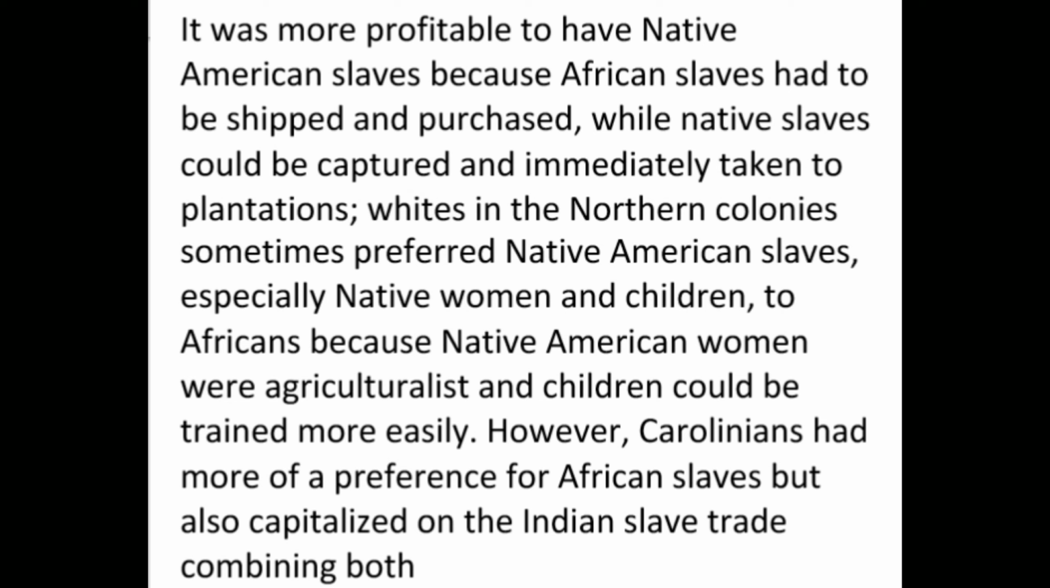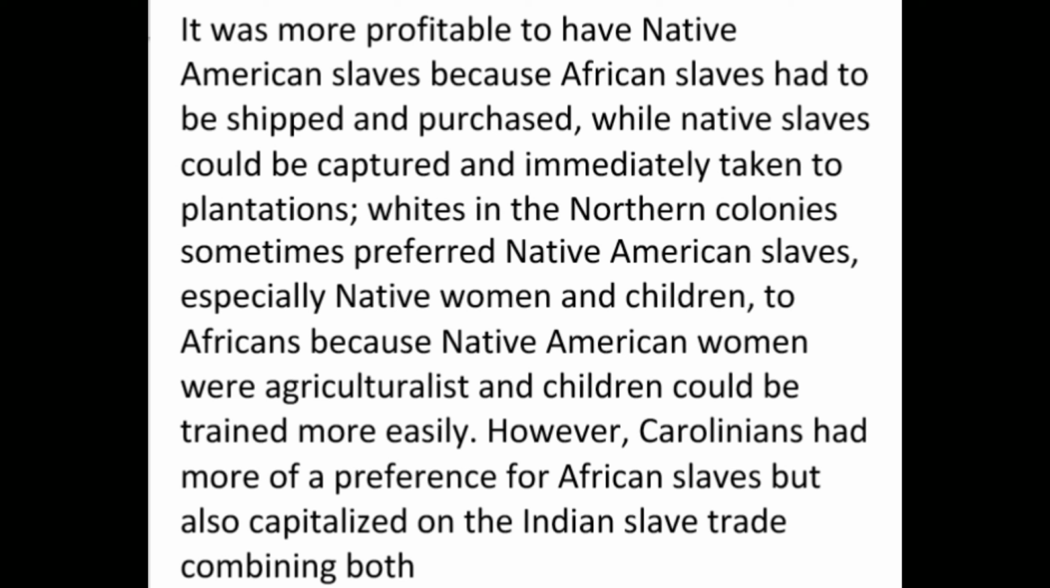It was more profitable to have Native American slaves because African slaves had to be shipped and purchased, while Native slaves could be captured and immediately taken to plantations. Let's read that again. It was more profitable to have Native American slaves because African slaves had to be shipped and purchased, while Native slaves could be captured and immediately taken to plantations.